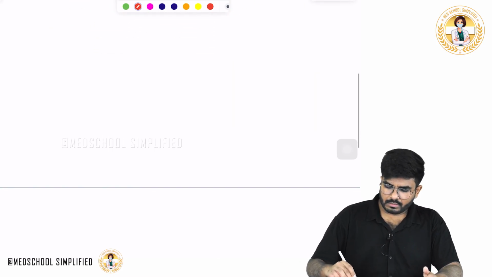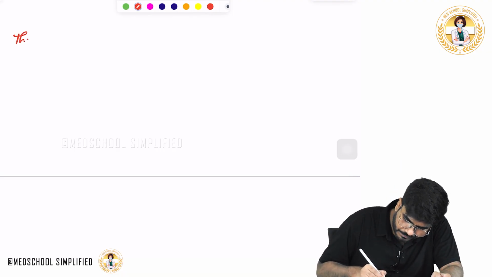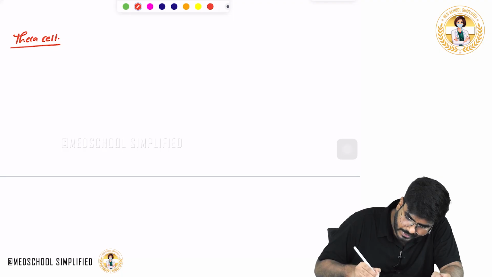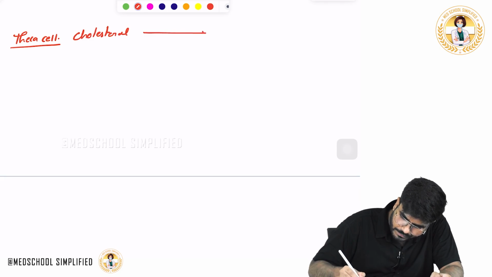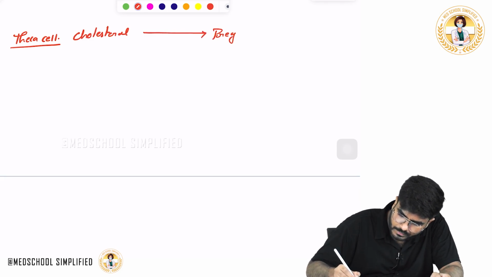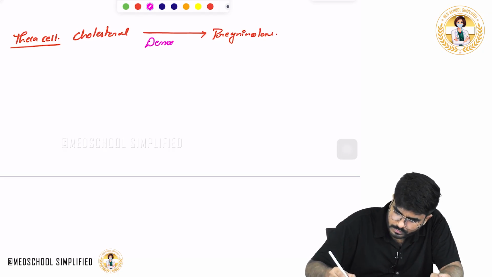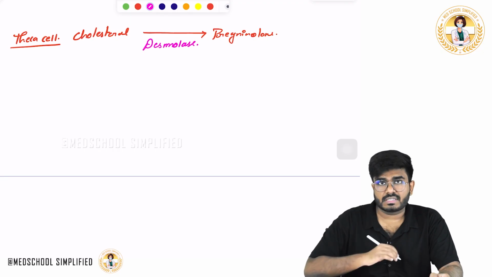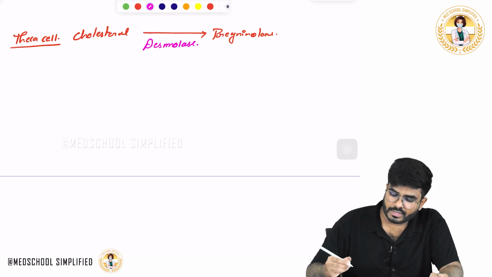Done. Okay, now for easy understanding, let's write the biochemistry here, cholesterol. So, first the theca cell. In the theca cell, what is happening? The cholesterol is going to be converted into pregnenolone with the help of desmolase. I am discussing all this because of this one enzyme, desmolase. So cholesterol with the help of the enzyme desmolase will be converted into pregnenolone.